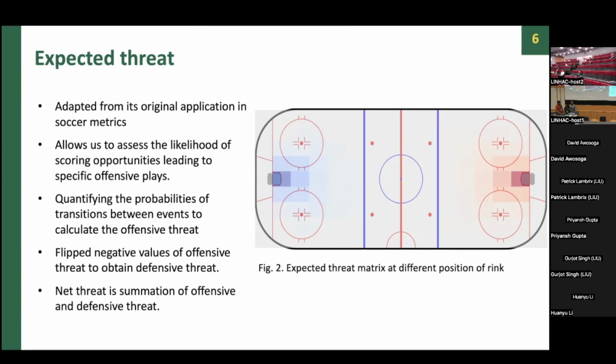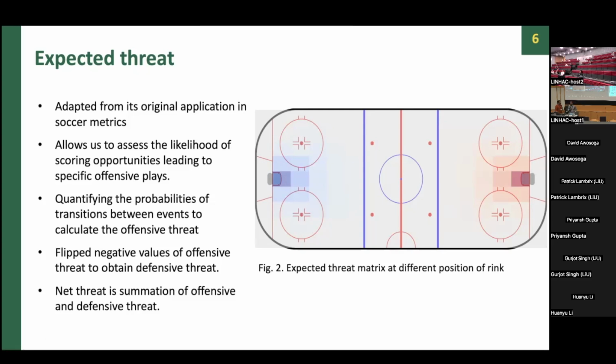The idea is that whenever a player enters a zone, they will be on the offensive. But the defensive threat is the threat we will receive when the defensive team tries to oppose them. So we calculate the offensive threat and the defensive threat to find the net expected threat, which is the summation of both. So we have this expected threat.